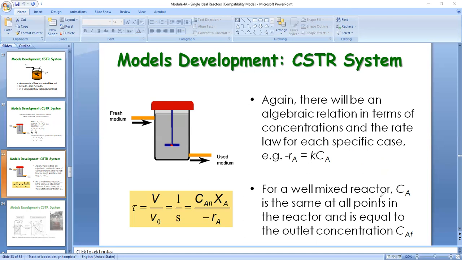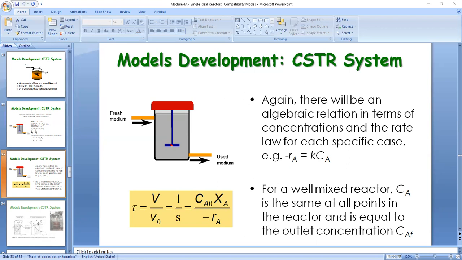Now, for a well-mixed reactor, the concentration is the same at all points inside the reactor, and it is equal to the outlet concentration. So if I write here C sub A, the concentration inside the reactor at any time, that should be the same concentration of the fluid that leaves your reactor. Okay? Now, I'll clear my markings. Just interrupt if you have any questions.